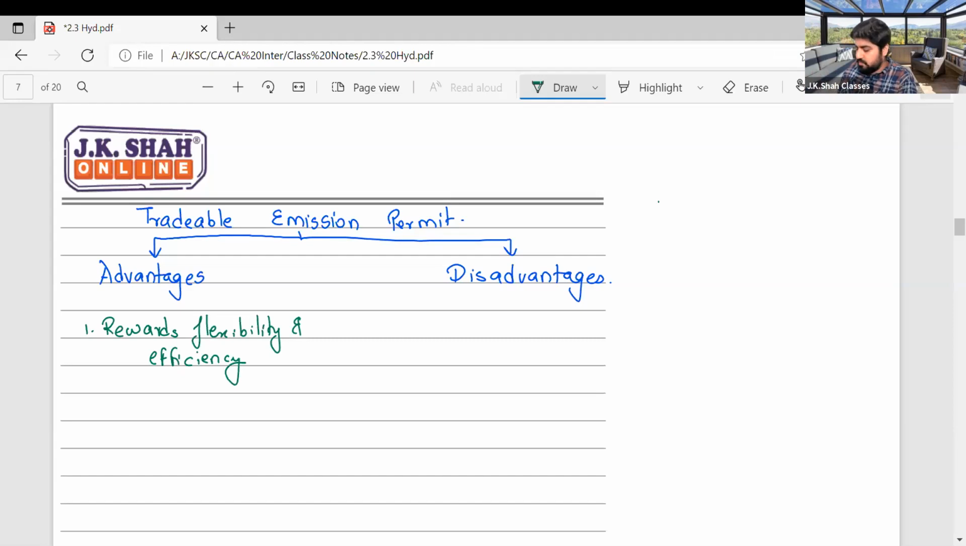Next one, point number 2: puts a limit on pollution. In taxes, when you are paying tax, it doesn't actually stop you from polluting. You will still pollute, right? You will say, I'm paying taxes, so I can pollute as much as I want, no problem. But in this case, the limit itself is put. That's an advantage.